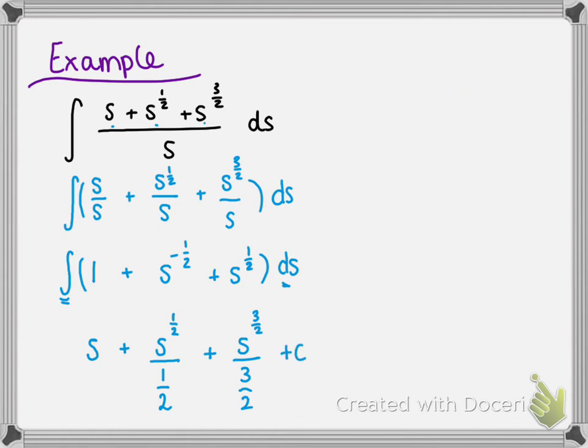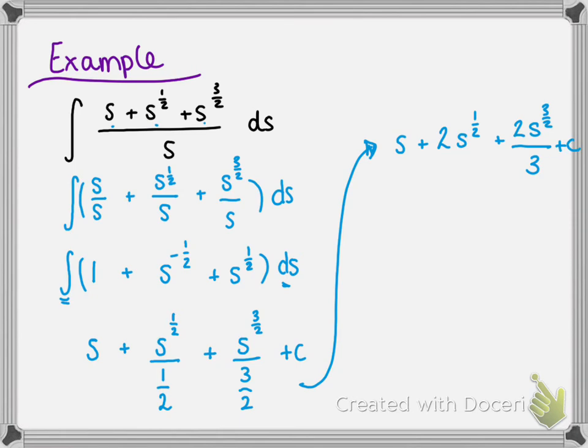So I'm going to get rid of my wee working out there, and we're just going to give myself a wee bit more room here. So s is going to stay as s, that's absolutely fine. If I'm dividing by a half, that's the same as multiplying by 2, so that'll be 2s to the half. And then dividing by 3 over 2 is the same as multiplying by 2/3, so that'll be 2s to the power of 3 over 2 all over 3 plus c.